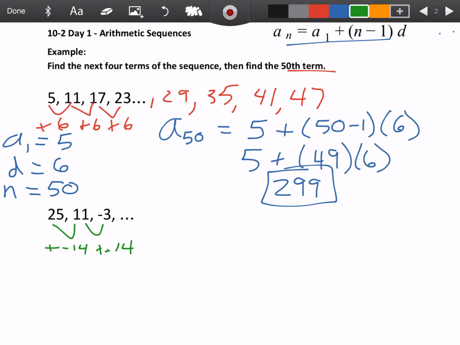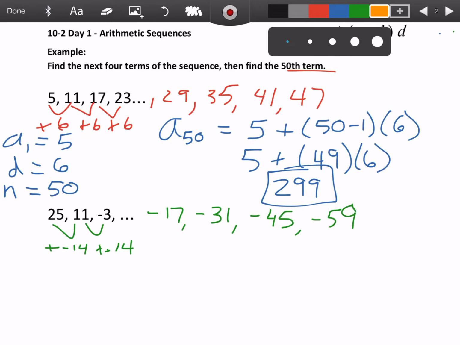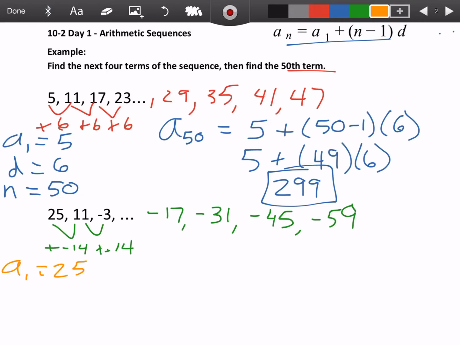And if we were to keep going, negative 3, and then we're plus negative 14, that would be negative 17, 14 more, negative 31, negative 45, and negative 59. So that obviously starting with a of 1 going to a of 7, but now we have to find that 50th term. So we'd say a of 1 is 25.